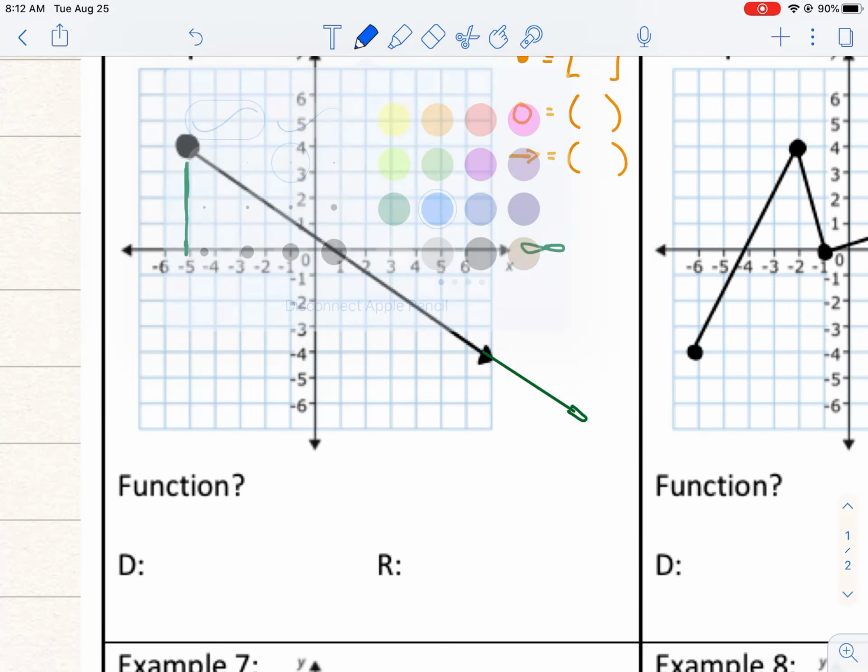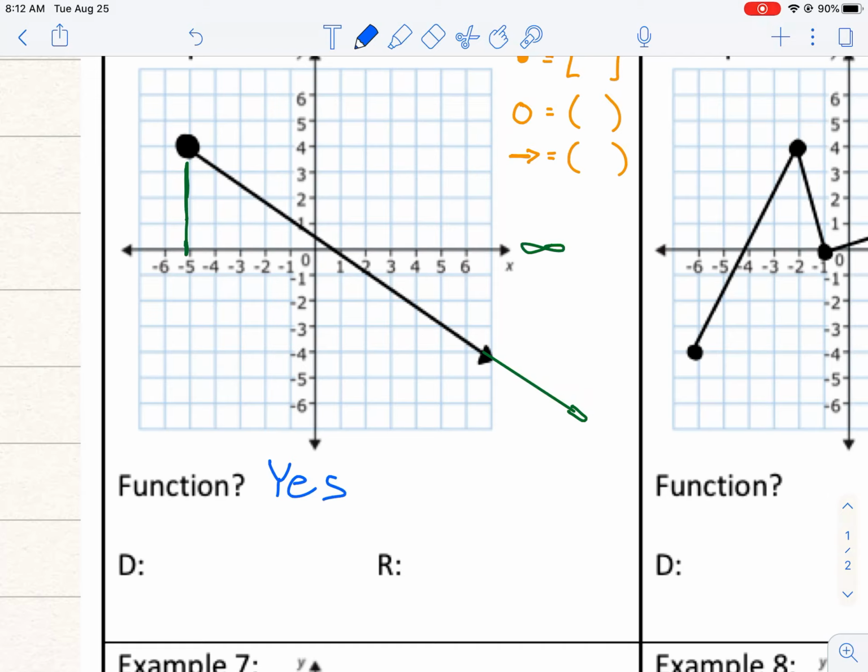So for a function, yes or no, this one is in fact a function. It passes the vertical line test, right? It's only going to hit one time on each spot. For my domain, my farthest left point is at -5. My farthest right point is infinity. At -5, it was a closed circle, so that is a bracket. And because there was an arrow at the end of my graph here, with infinity, that makes it a parenthesis.